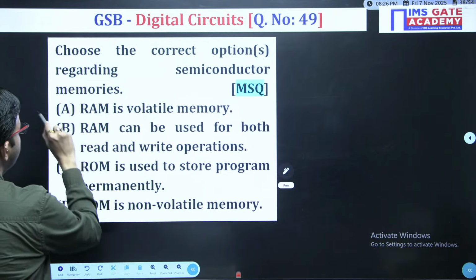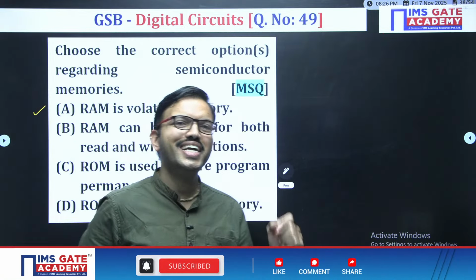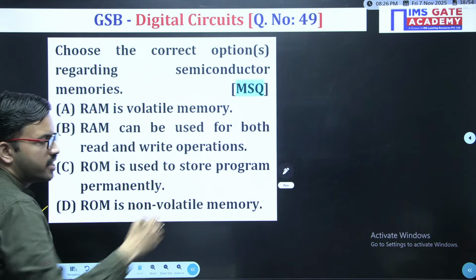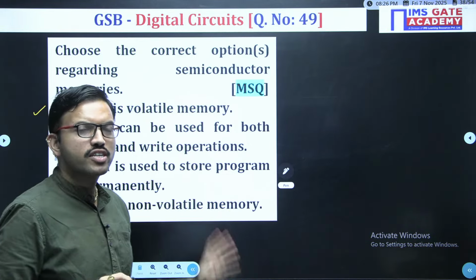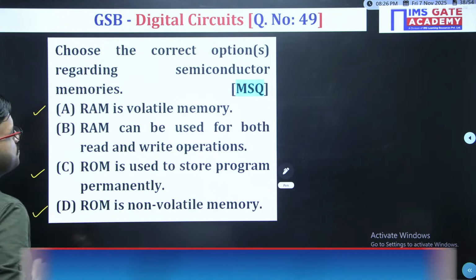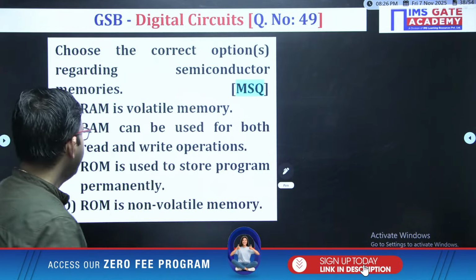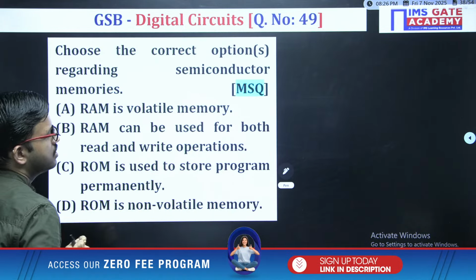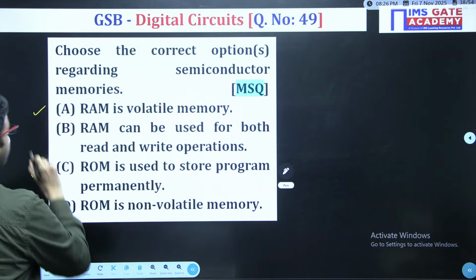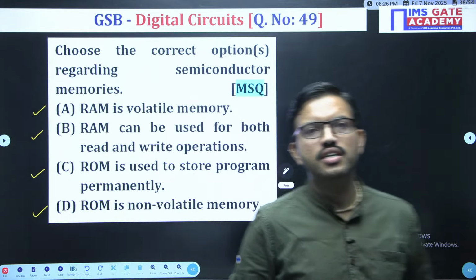RAM is volatile memory. Yes, it is true. See, volatile means what? The moment power is gone, the data is getting erased. Okay. So definitely ROM is non-volatile. It is a permanent memory. For storing programs, you can use this memory, right? So this statement is also correct. RAM, full form is what? Random access memory. And ROM is what? Read-only memory. So with the help of RAM, you can do both reading and writing operations. So here all the 4 choices are correct.